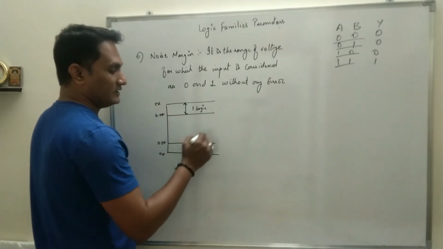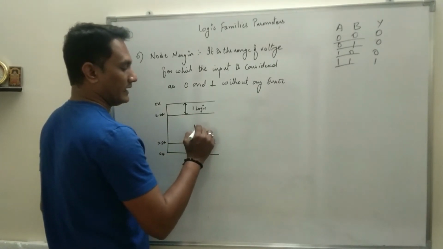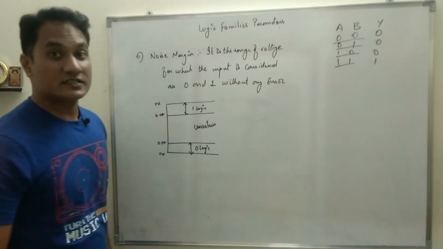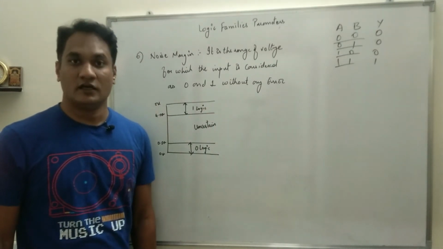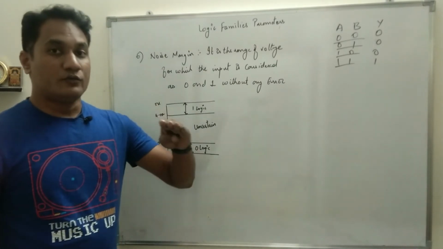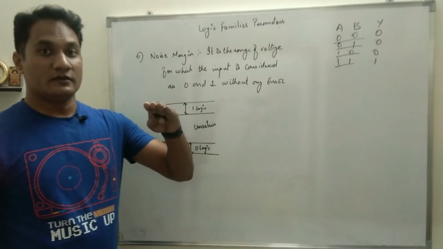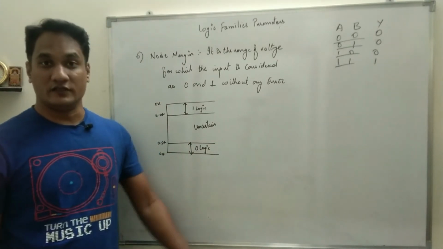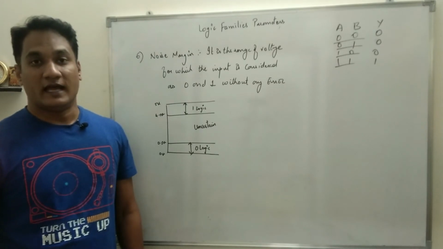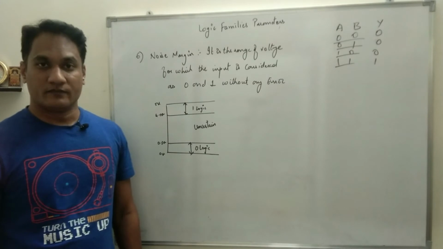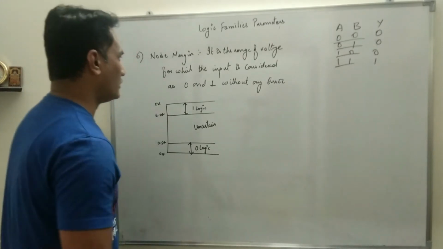Any value between these two will be an uncertain value which may give rise to faulty output. So the input should be maximum within the range of 0 to 0.5 volt when you are giving 0 as input, and 4.5 volt to 5 volt when you are giving input as 1. Okay, so that is what noise margin is.